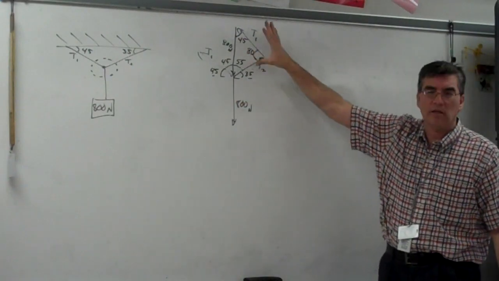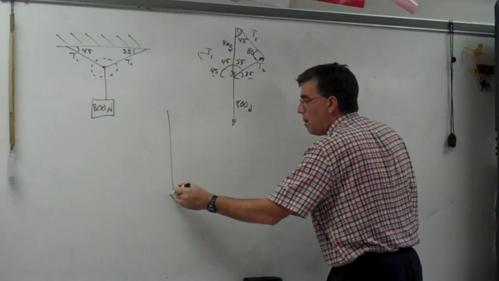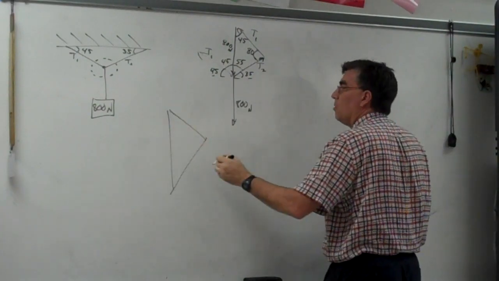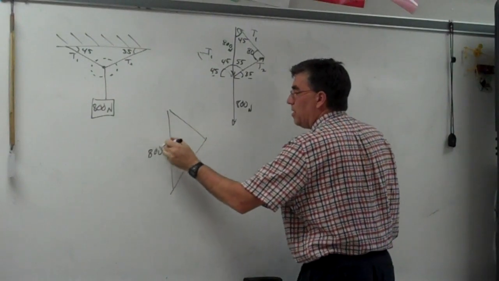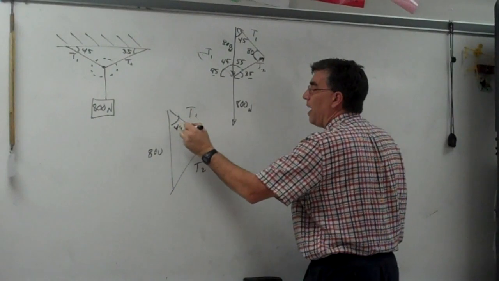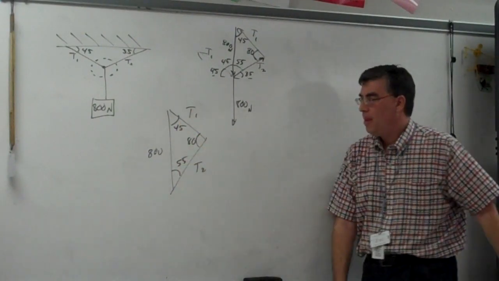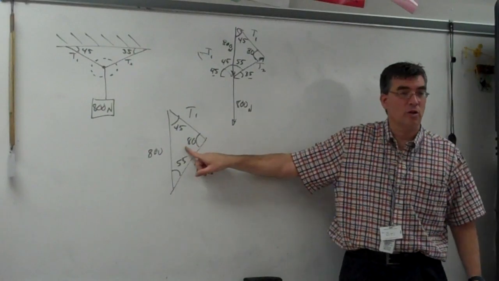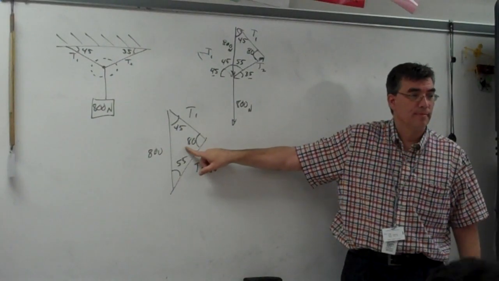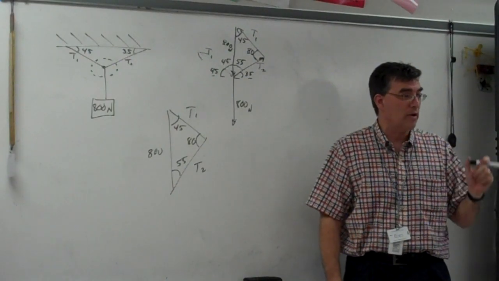All right, so I want you to look at this now. What we end up with is a triangle with 800, this is T1, this is T2, this is 45, 80, and 55. To solve it, I can't use SOHCAHTOA, because it's not a right triangle. You can only use sine, cosine, and tangent if you have a right triangle.